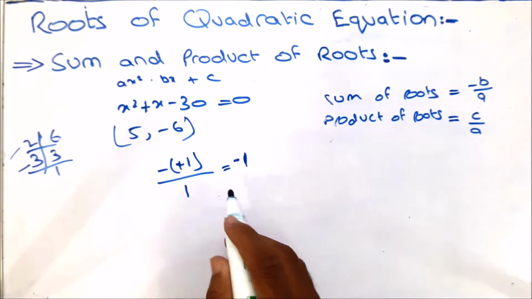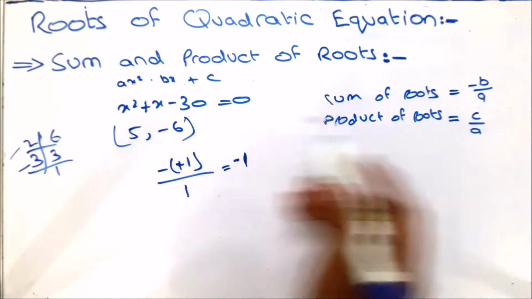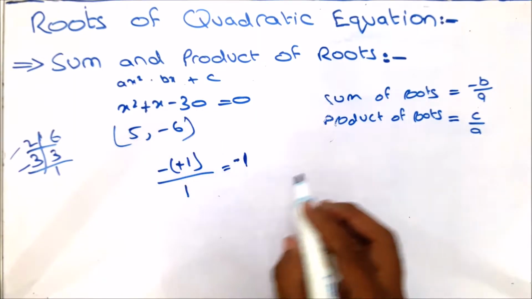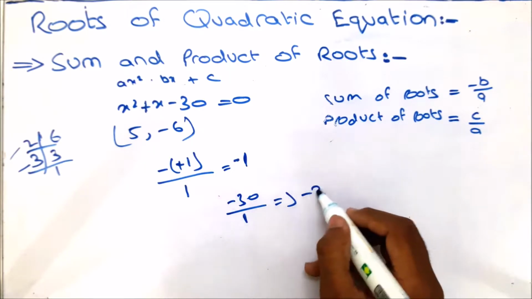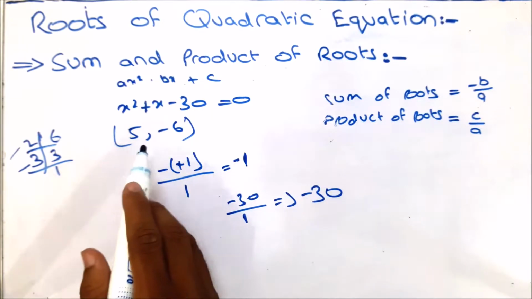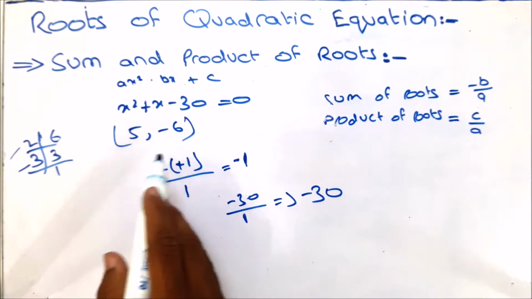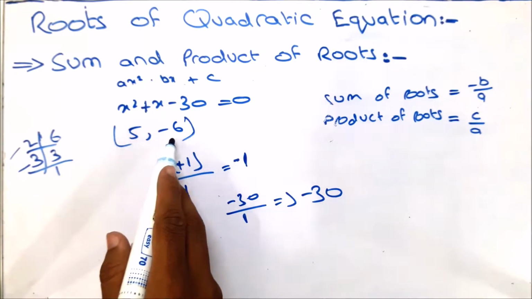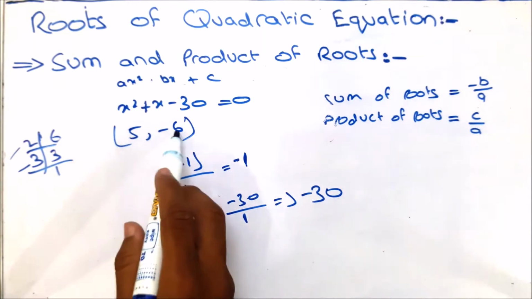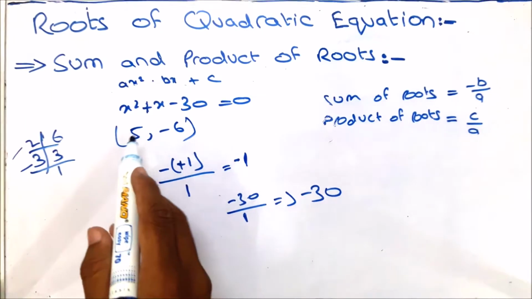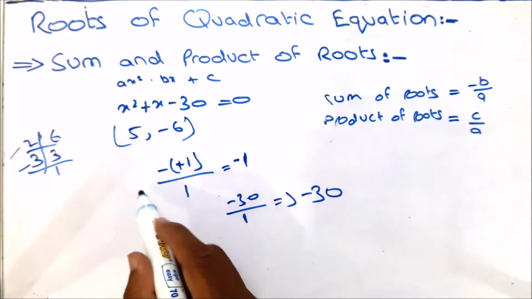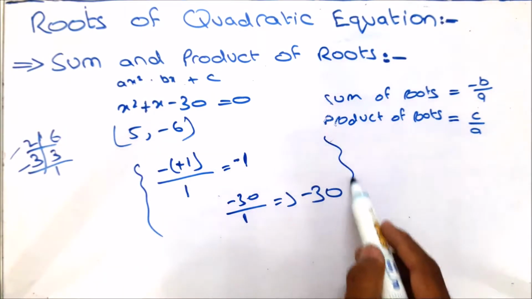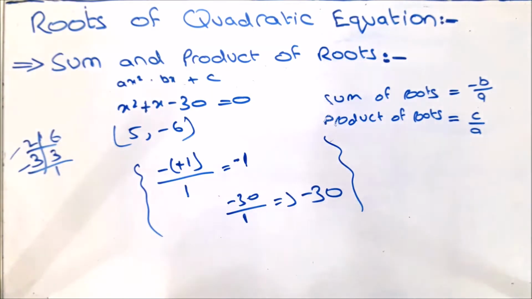And then when we solve it using the product rule, c divided by a, we get minus 30 divided by 1, we get minus 30. So when we multiply them, 5 times minus 6, we get minus 30. When we add them, we actually subtract 6 from 5, we get minus 1. So that's how it works. That's true. Okay, now let's move on to the next example.